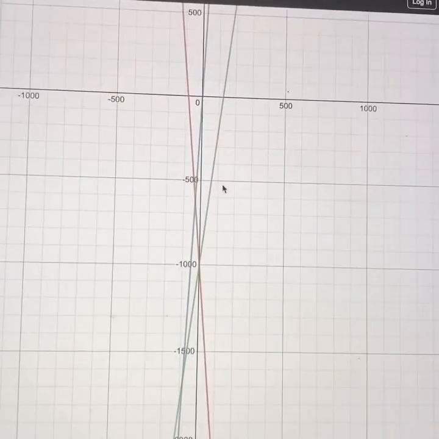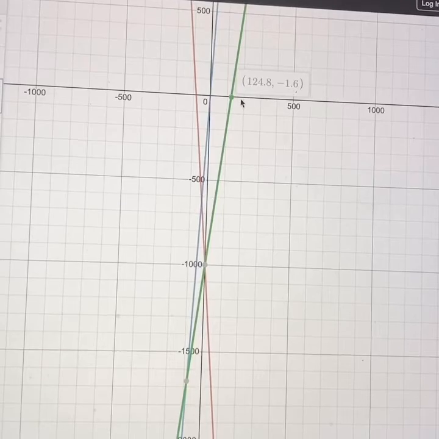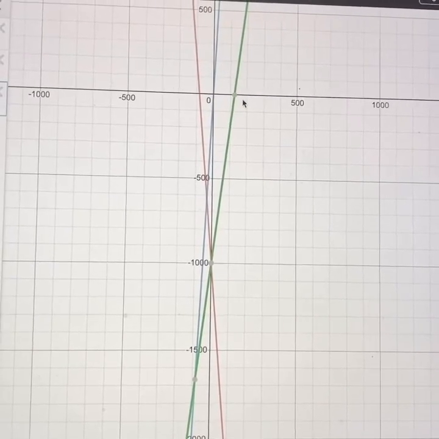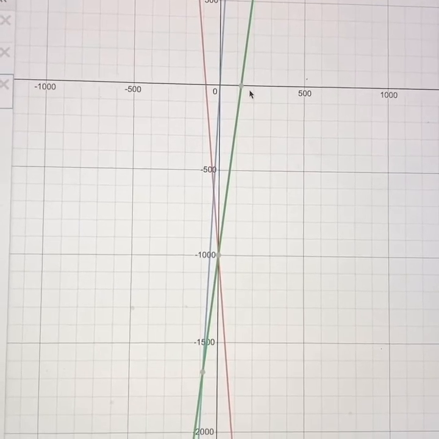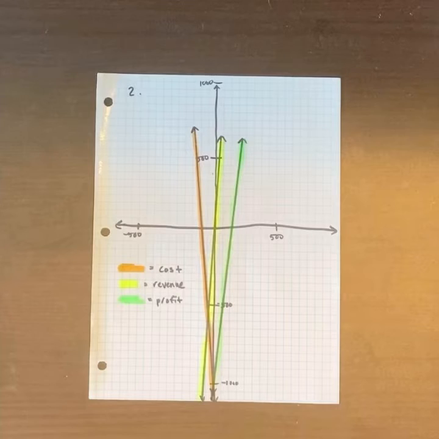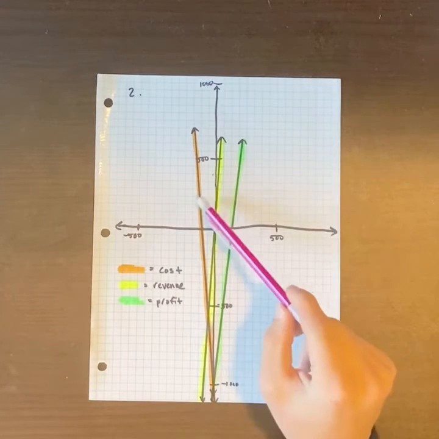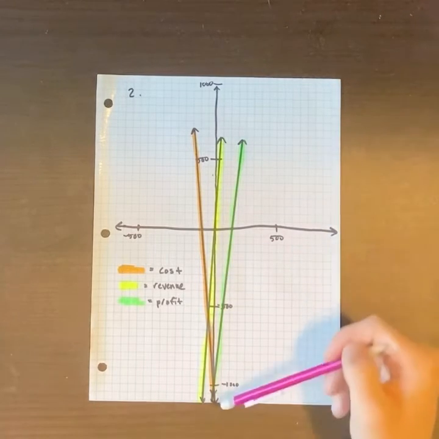And it goes up, and you can see right here 125.0 is going to be the x-intercept, and that represents the number of t-shirts I have to sell to break even, and I'll show you that on number 3. Here are those same graphs. In orange we have the cost, which is right here. Revenue we have in yellow, and then green is going to be the profit.